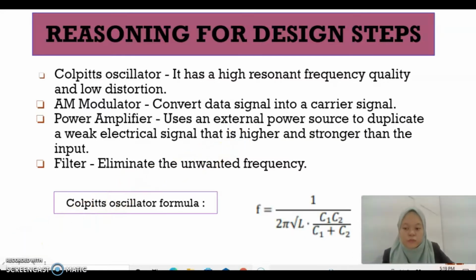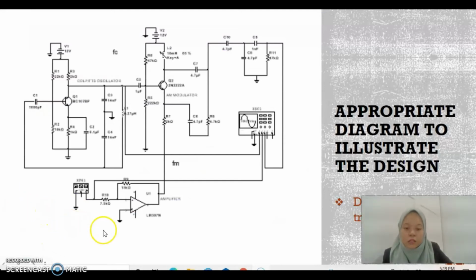To continue, this is the four combined circuits of the AM transmitter design. As you can see in this slide, we get the value of the output on the Tektronix oscilloscope waveform.